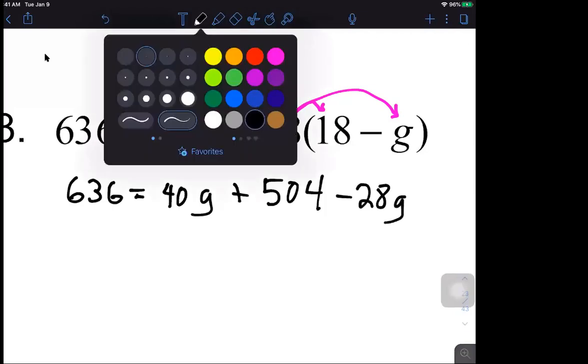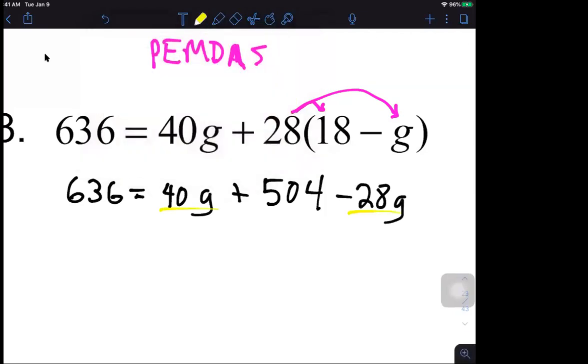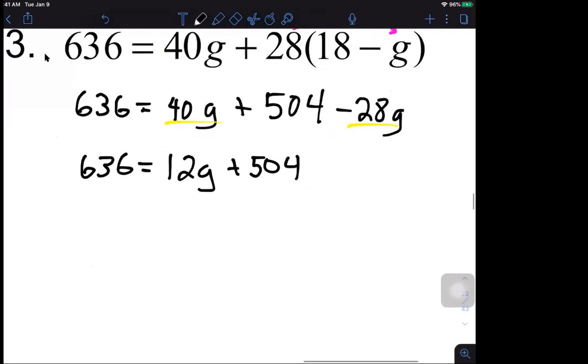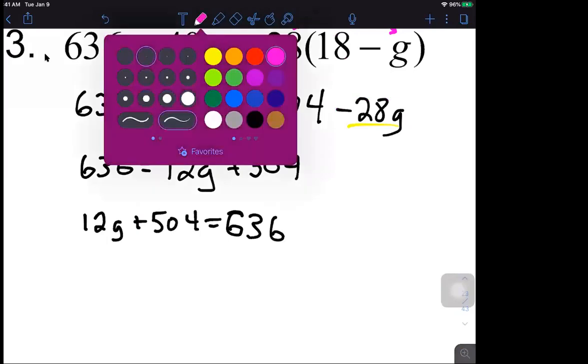Now we combine like terms. We notice that we have two g's here. We have 40g minus 28g. What do we get when we take 40 minus 28? 12. Good. So you get 12g plus 504. And now, since we're solving for g, I'm going to flip these around so we have our variable on the left-hand side. So we get 12g plus 504 equals 636. And now we just have a basic two-step equation.